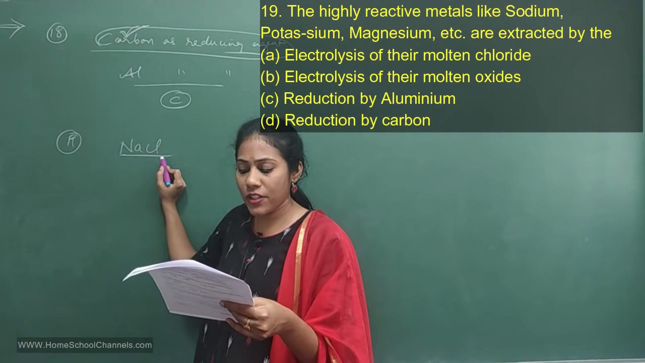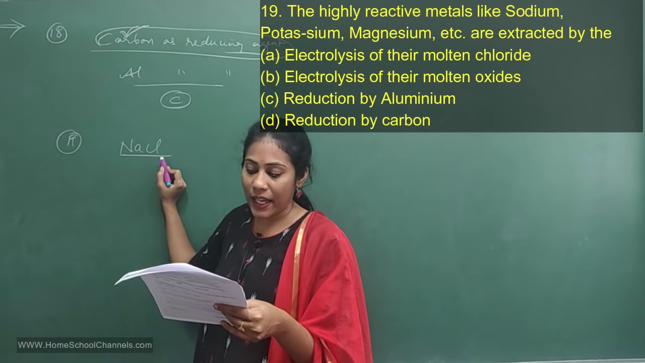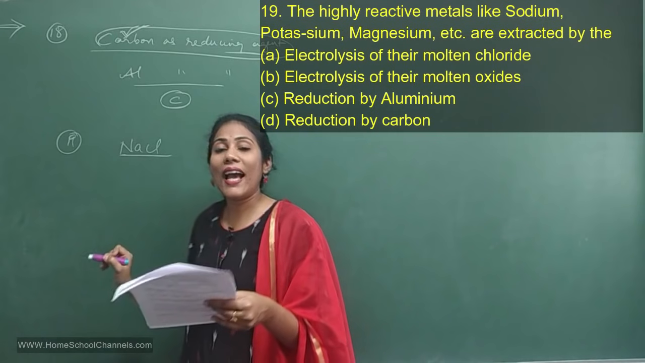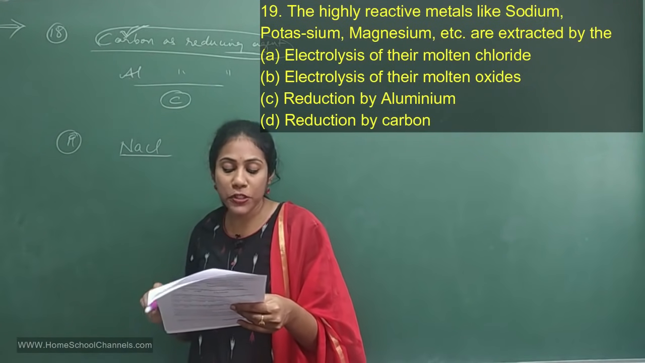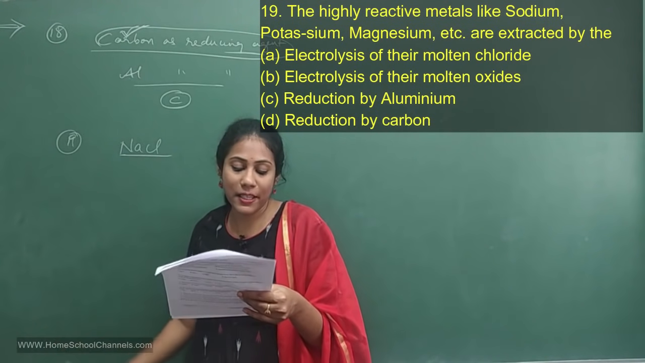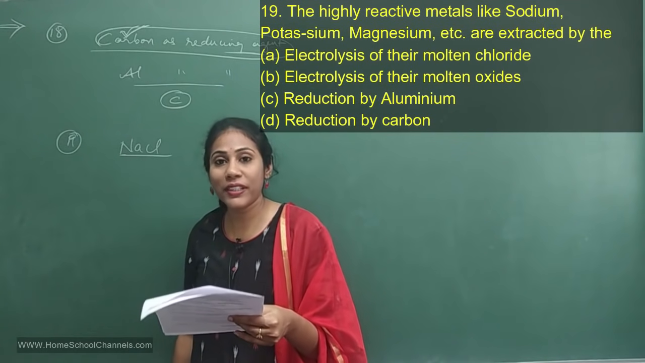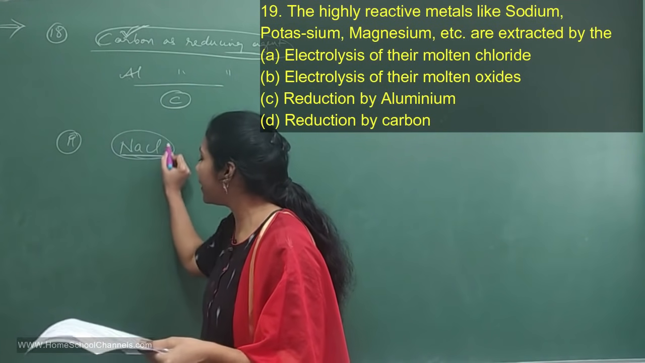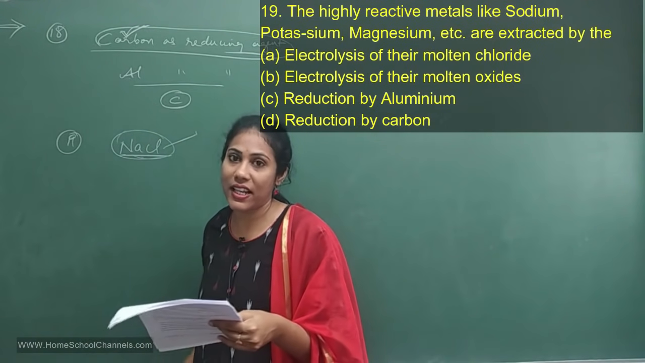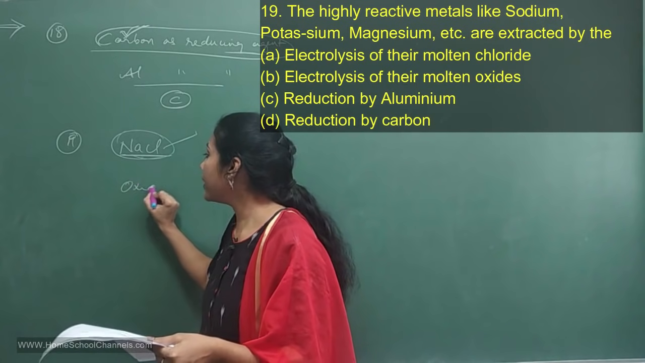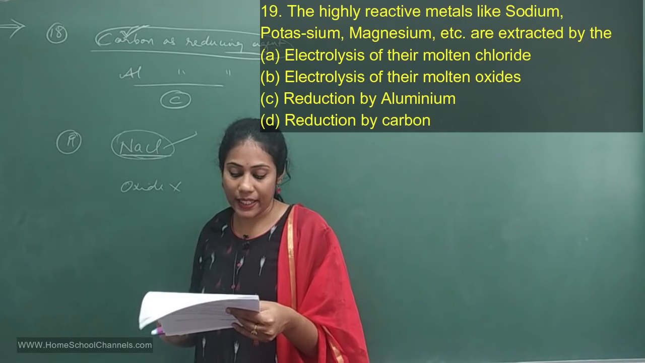Option B, electrolysis of their molten oxides, no. Reduction by aluminium, no. Reduction by carbon, no. But here you will have a doubt and confusion between option A and option B, because in both cases they mention electrolysis, but in option A it is electrolysis of molten chloride. Yes, molten chloride, in their chloride form they are extracted, in their salt form they are extracted, not in oxide form. So option A only is the correct answer.